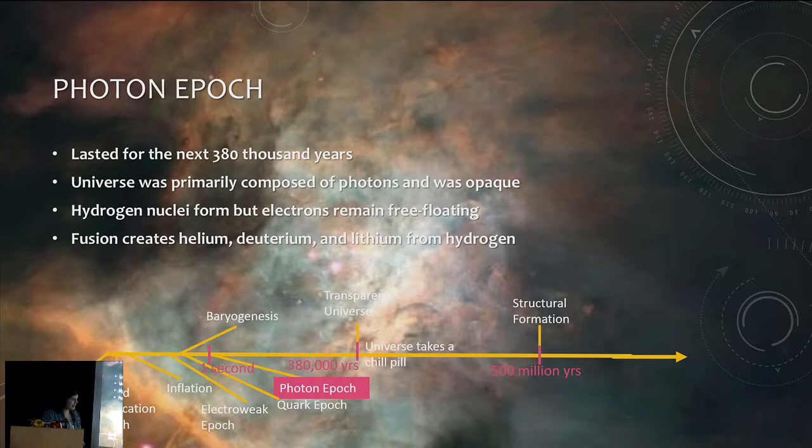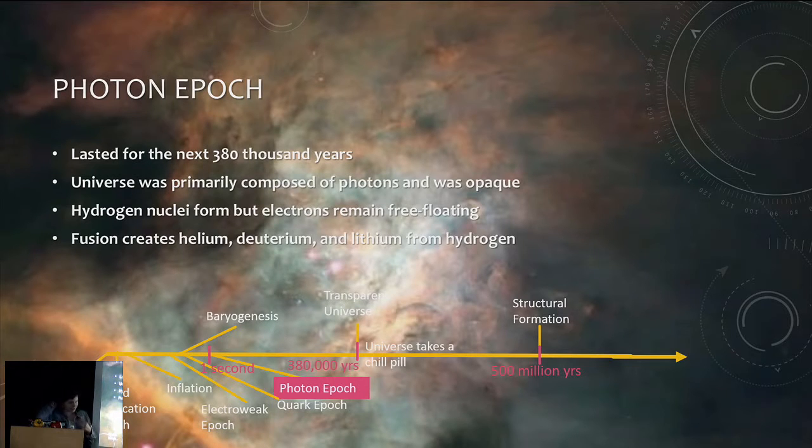Okay, so now we're going to jump from fractions of a second to the next 380,000 years. Don't worry, we're not going through the entire history of the universe in 10 to the minus 6 second intervals. So, not much happened for the next 380,000 years. Because all the matter and antimatter had basically been annihilated, the universe was mainly made of photons, which are particles of light, and it was opaque.